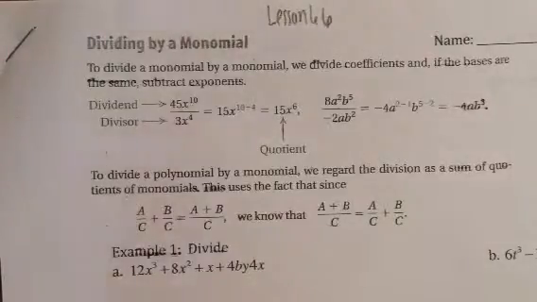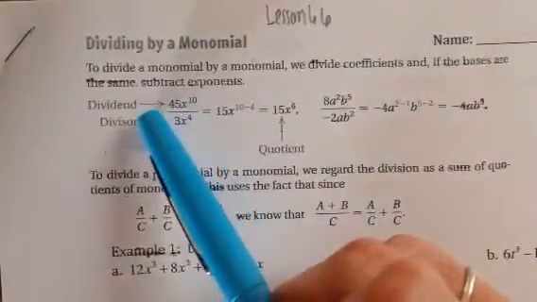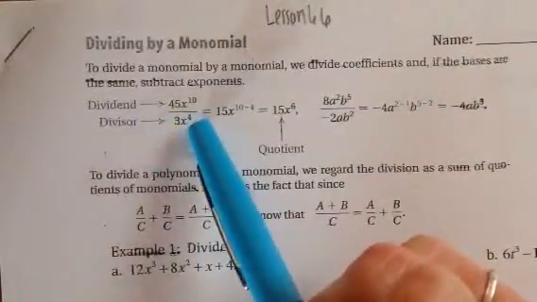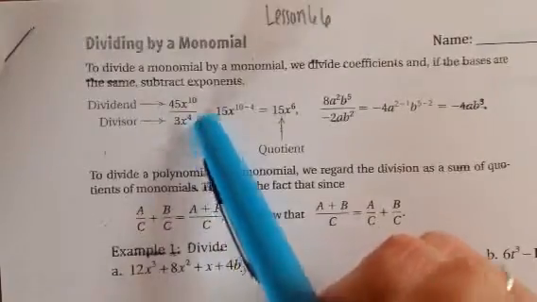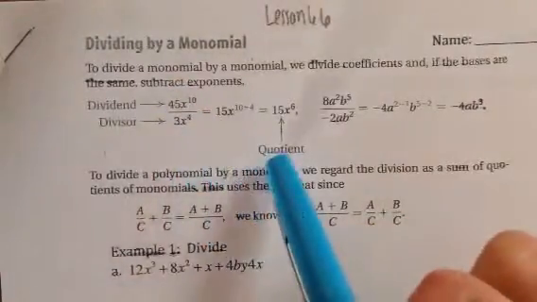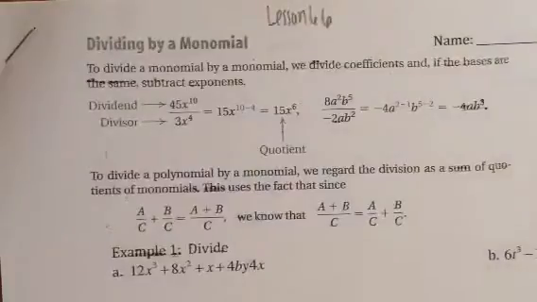In lesson 6.6, we're going to be dividing by a monomial. Our parts are: in the numerator, that is called the dividend. The denominator is called the divisor. And once we divide, what remains is called the quotient.